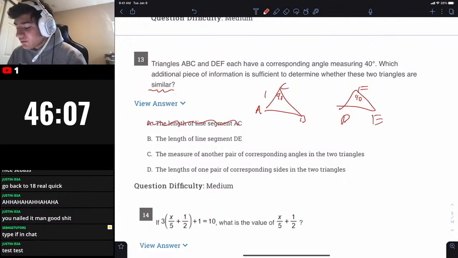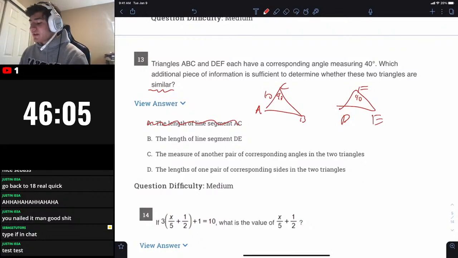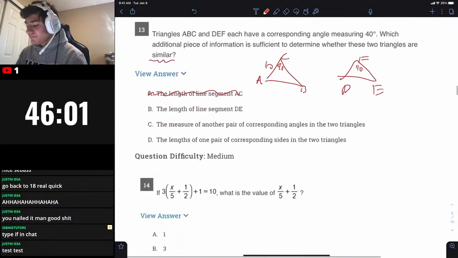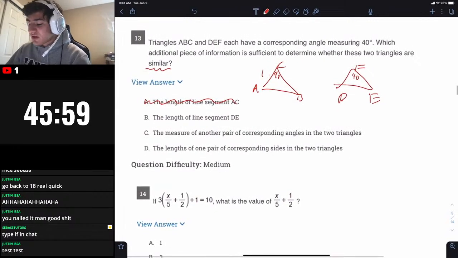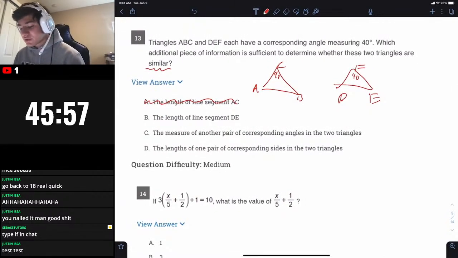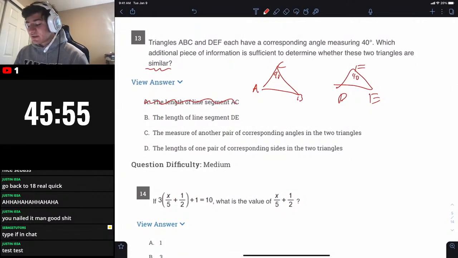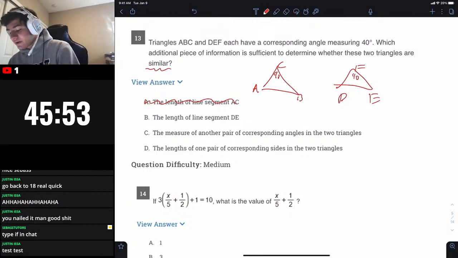That wouldn't do anything. If we knew this, we would have no way of telling that these triangles are similar. That's just not how similarity works. There's no such thing as angle side similarity. The length, no. We need an angle.